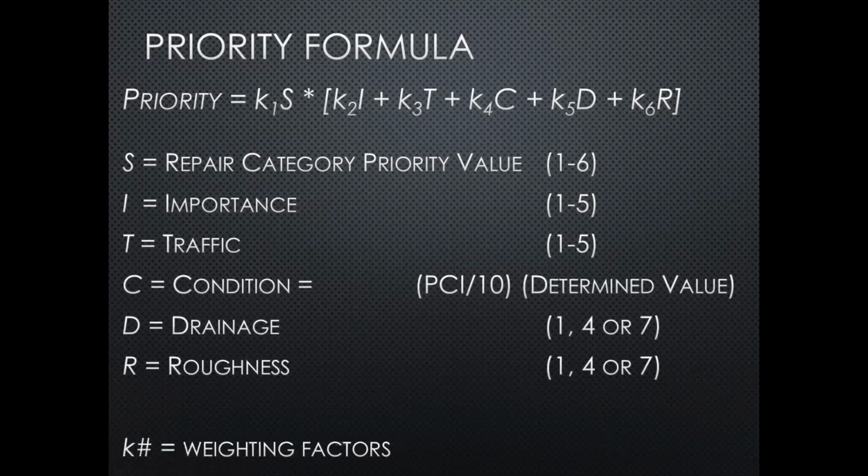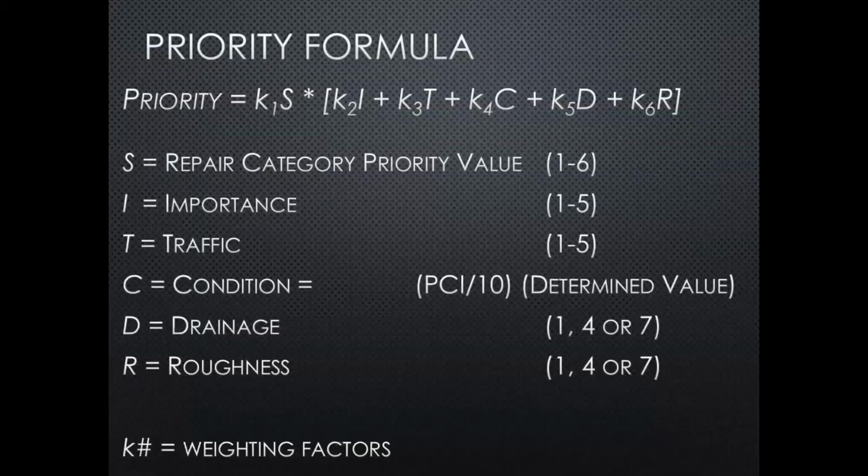But it also takes into consideration the condition. We've got the PCI, which we just generated, and you divide that by 10. So in this case, we'd have a 7.7 for the value of C. And then with drainage and roughness, you're only evaluating severity. So it's good, medium, or poor. And as you go through, good is 1 deduction, medium is 4, and then poor is 7 for both of those. And there's also a weighting factor where essentially you can adjust some of this. It's adjustable. You can put more emphasis on different categories to tailor your system to what you really want to focus on. So it's a pretty basic formula.